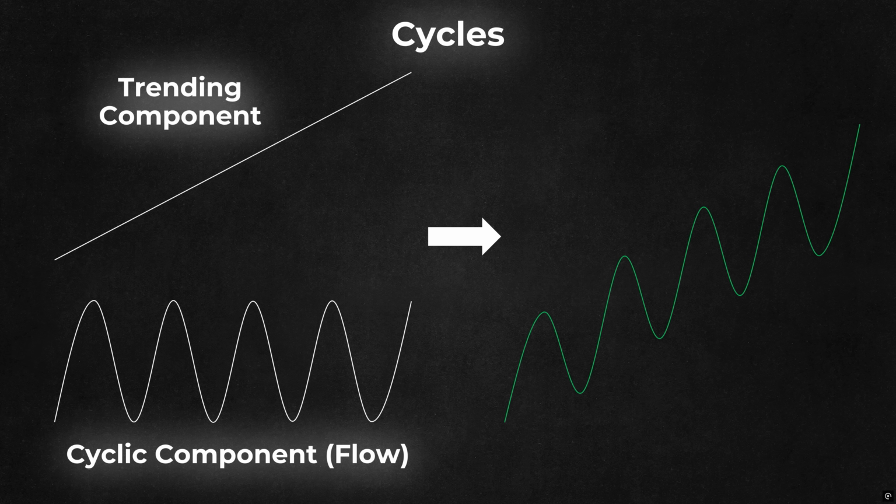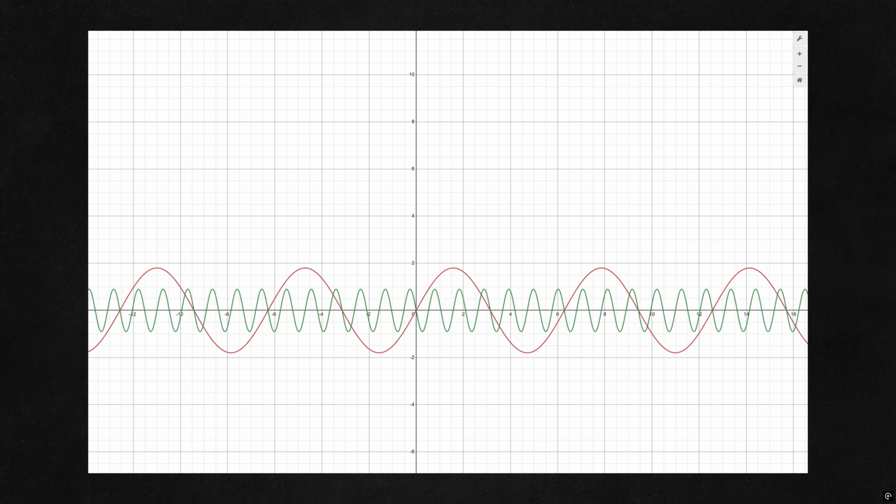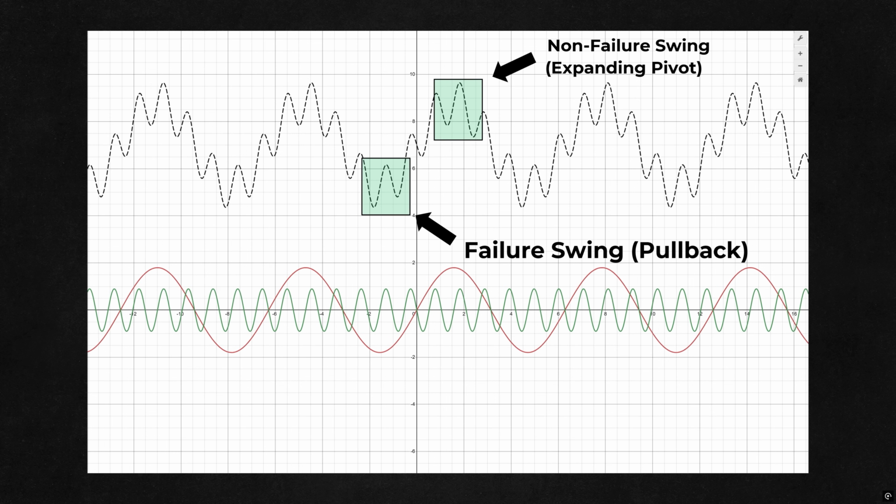For example, in this illustration, we have 2 cycles. We have a major cycle in red and a minor cycle in green, mimicking more or less what happens in price action. If we superpose these 2 cycles, we get this. Notice how certain patterns we are already familiar with emerge, like the failure swing and the non-failure swing. If we change the cycles a little bit, we get a different situation.